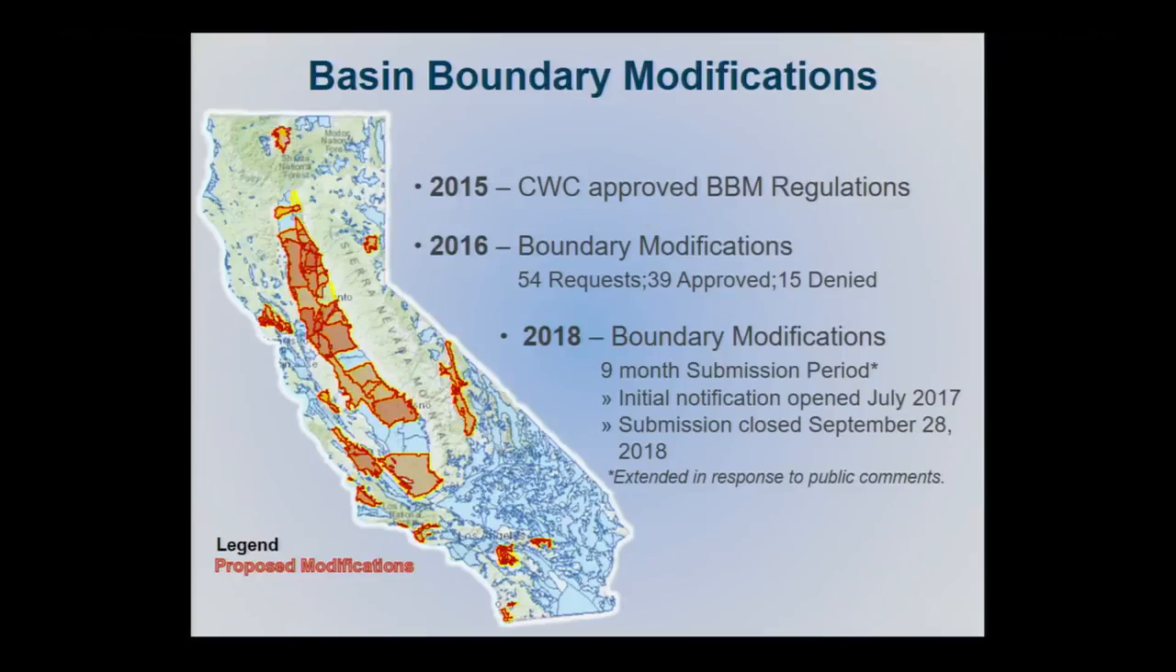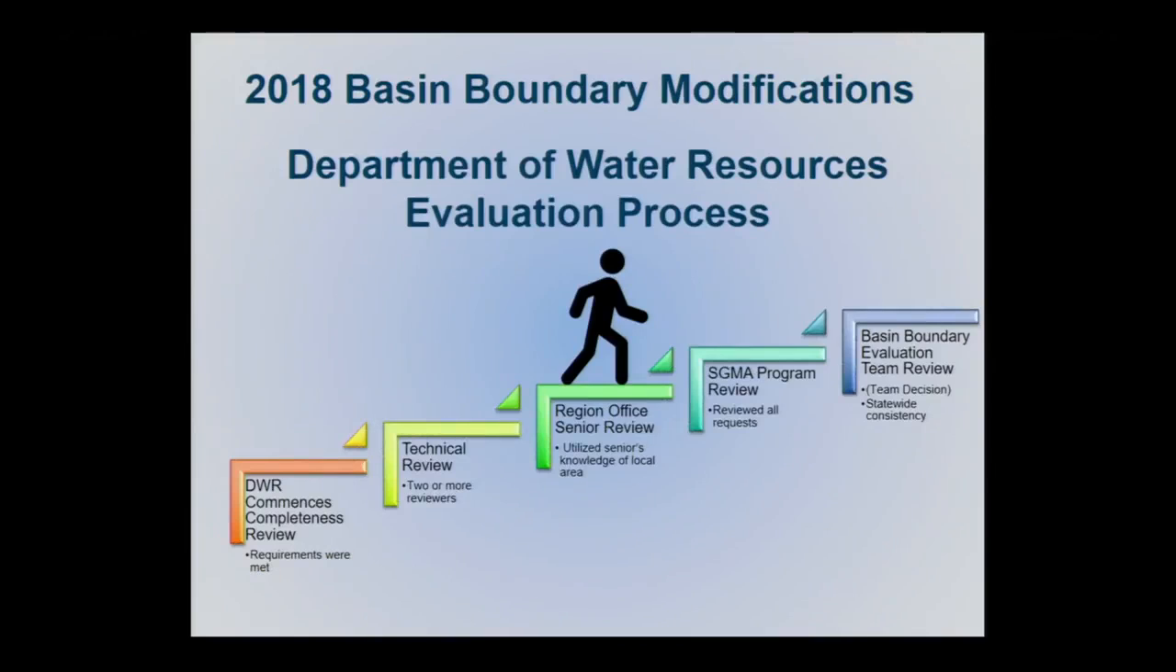In 2018, boundary modifications started. It was a 9-month submission period, which was extended due to public comments. The initial notification opened in July 2017, and the submission period closed September 28th, 2018. Figure on stairs which represent review steps.